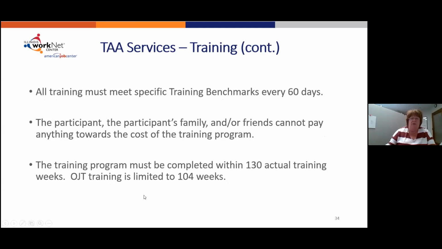OJT training is limited to 104 weeks. If someone is enrolled under the 2009 program, then they do have the availability to have up to 156 weeks of training, but we have not seen anybody under that program for a while yet.